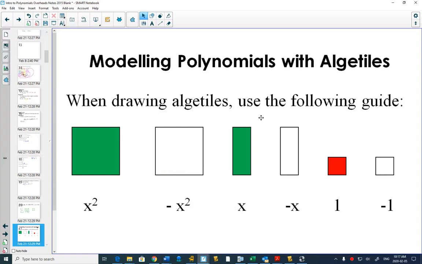The ones that I have here are dark blue and red. Okay? The ones in your textbook, they use green and white. And we don't call the big squares Fred. The big squares are x squareds. The little squares are ones. And the rectangles are x's.